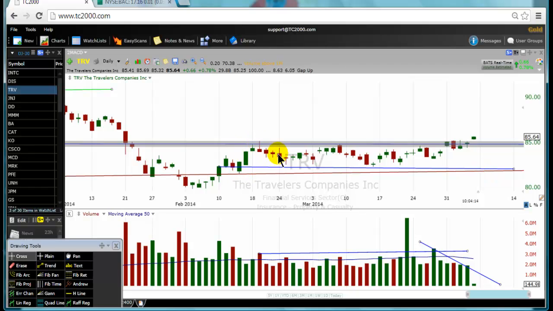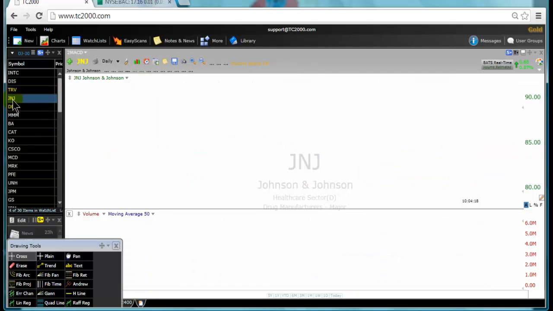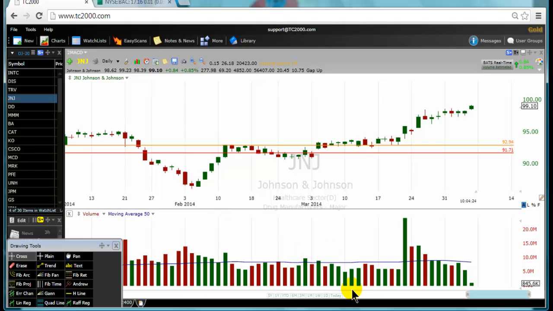So the price is consolidating between these two ranges. Now the price is above it. You see now? So with this information, I can prepare myself and select the best financial instrument that I want to trade. Similar situation for Johnson & Johnson, a very bullish stock.